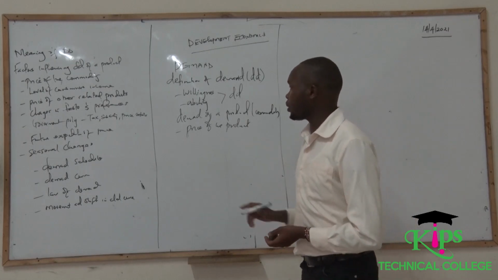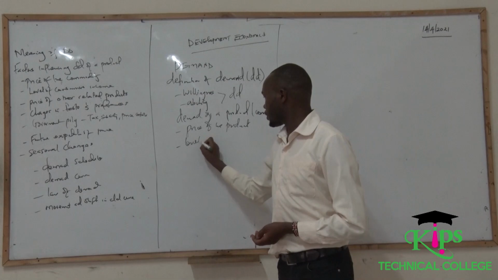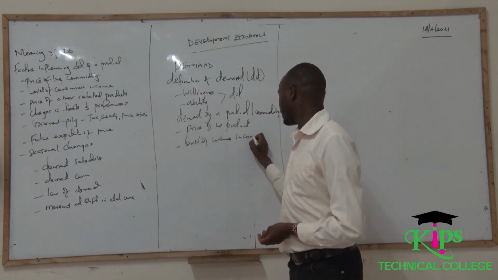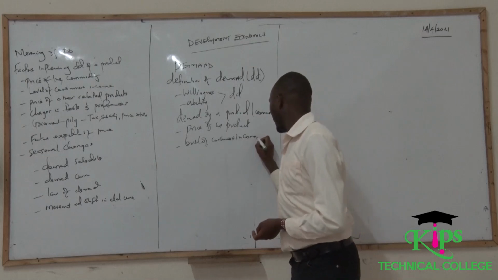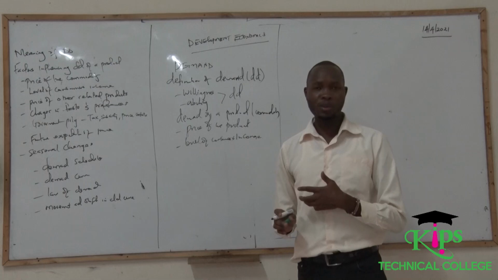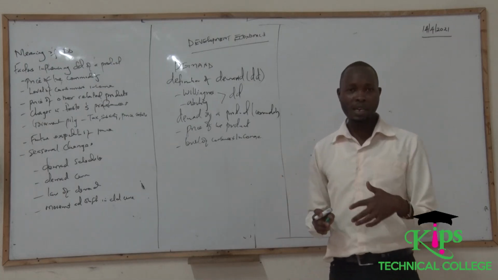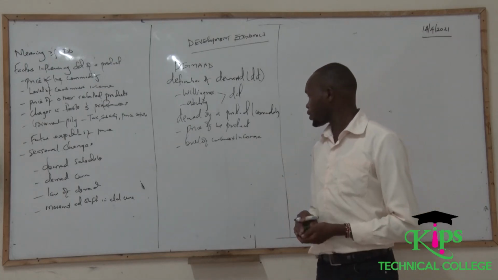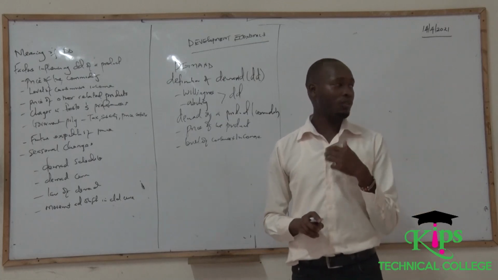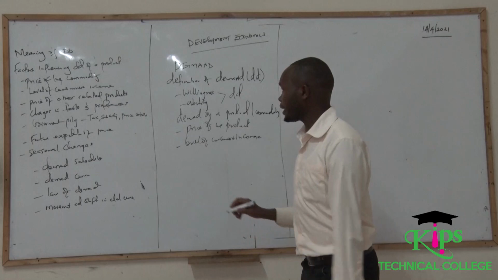Then also we have the levels of consumers' income. This is exactly what the consumers are going to spend. If someone has a lot of money, then he or she is able to consume more of the product, and therefore the demand of the product is going to increase.